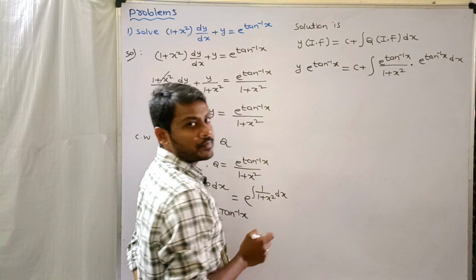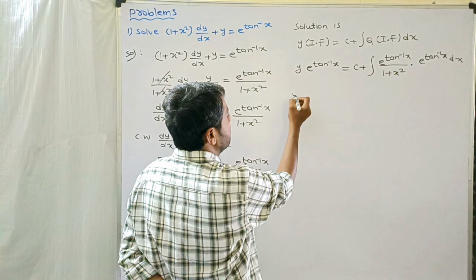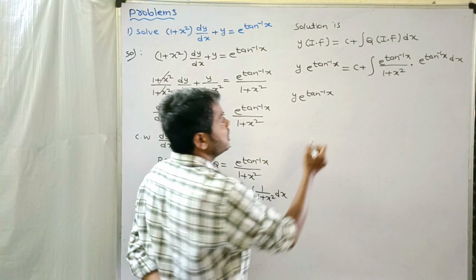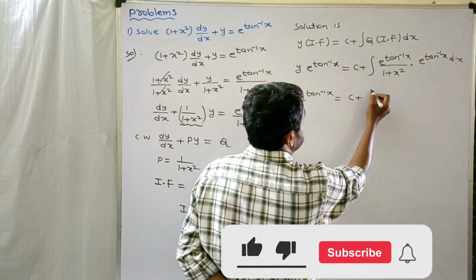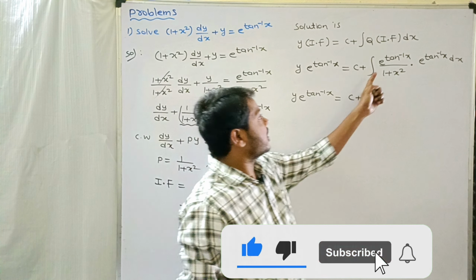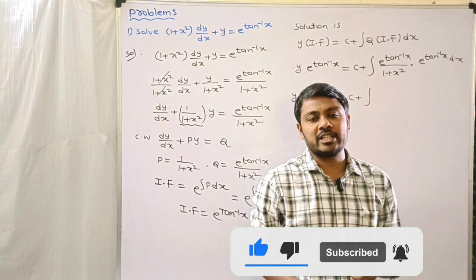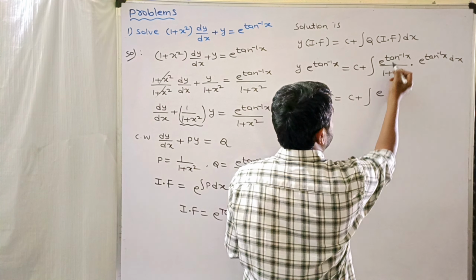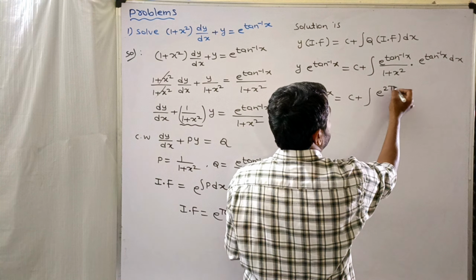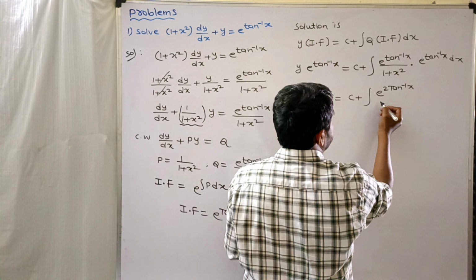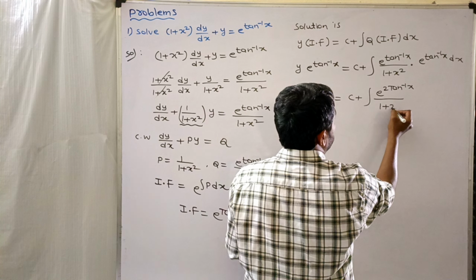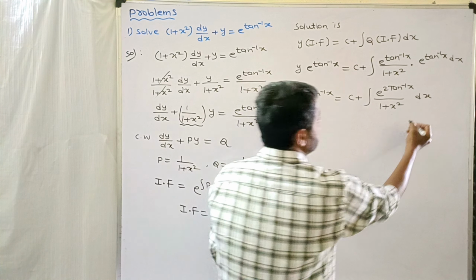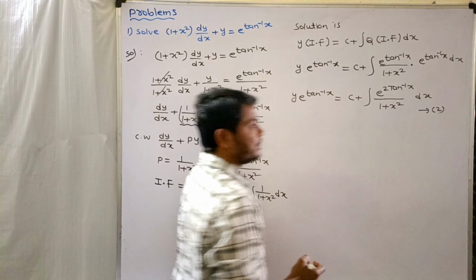dx. Okay, now y times e^(tan⁻¹x) equals c plus the integral. See here, e^(tan⁻¹x) times e^(tan⁻¹x). Bases are equal, so powers should be added. That is e^(tan⁻¹x + tan⁻¹x), that is e^(2tan⁻¹x), divided by 1 + x² dx. Okay, so this is equation 2.